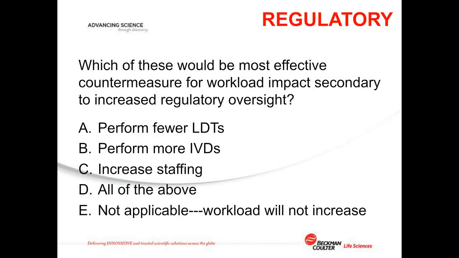So I have a follow-up question. Which of these would be the most effective countermeasure for workload impacts secondary to increased regulatory oversight? Well, the last option is not applicable: workload will not increase. So if you said you didn't think it would increase or that it would even decrease, you would, of course, choose that option. Your other options are you could perform fewer LDTs, so you wouldn't have the regulatory burden associated with them. The other would be to perform more IVDs. You could increase staffing, assuming you could find them, or all of the above.